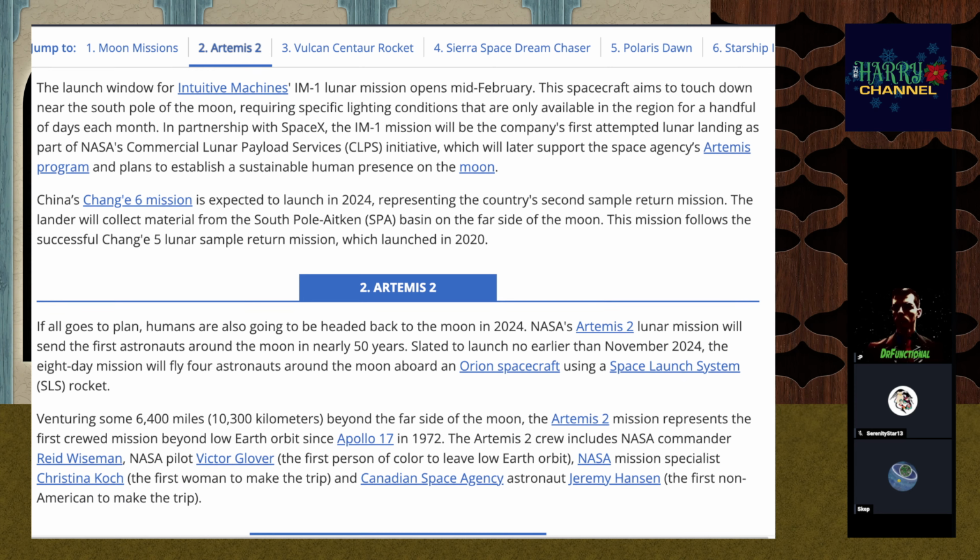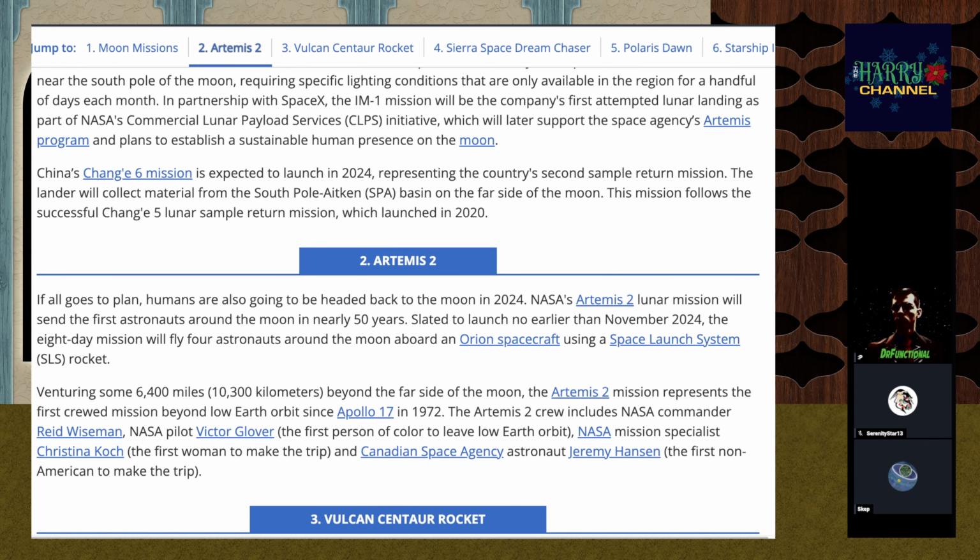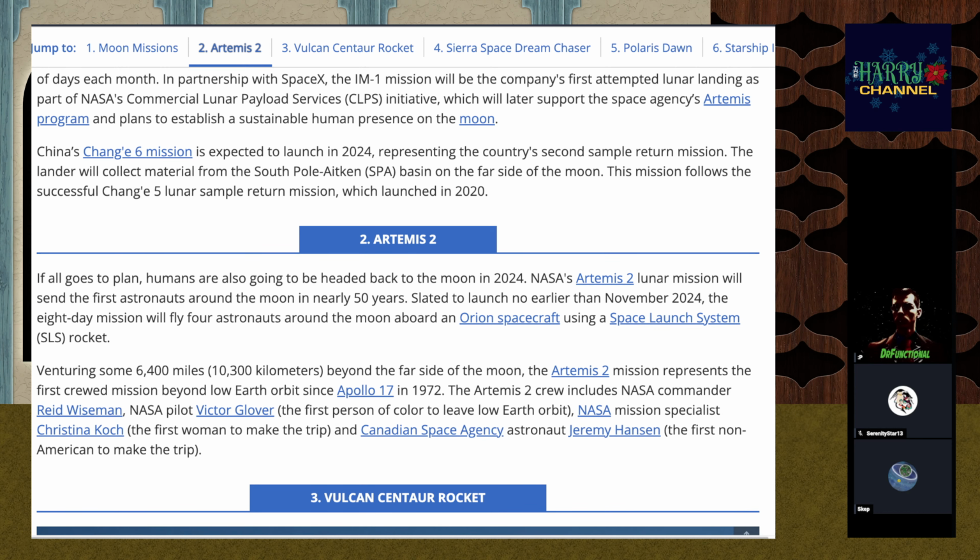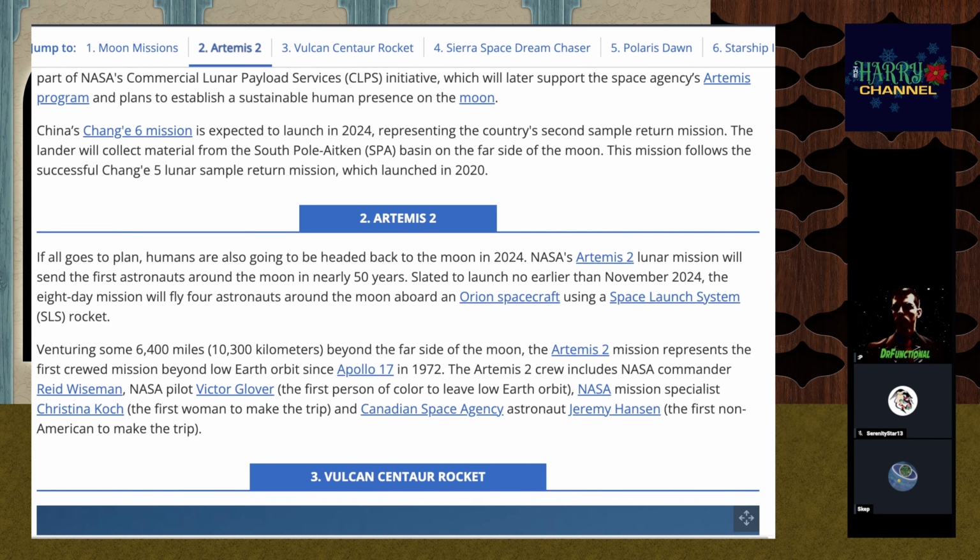There's the Artemis missions, which we're looking forward to. So they're going to fly around the moon. And one of the people's Canadian, so that's fun for you guys. And when in 2024 is Artemis 2 going up? November. November, okay. So we'll get our first person of color and our first Canadian to escape low Earth orbit.